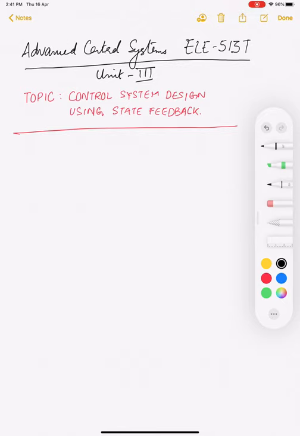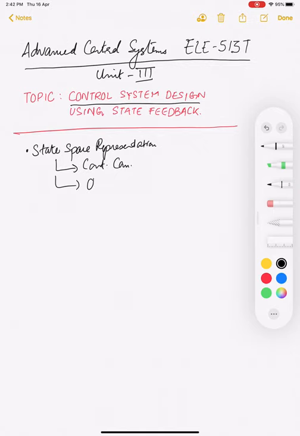Before I start the topic of control system design, I'd like to briefly review what we have studied in the first two units. We have had a basic understanding of the state space representation. We know the various canonical forms in which the state space representation of a dynamical system is possible, like the controllable canonical form, the observable canonical form, the diagonal form, the Jordan form.